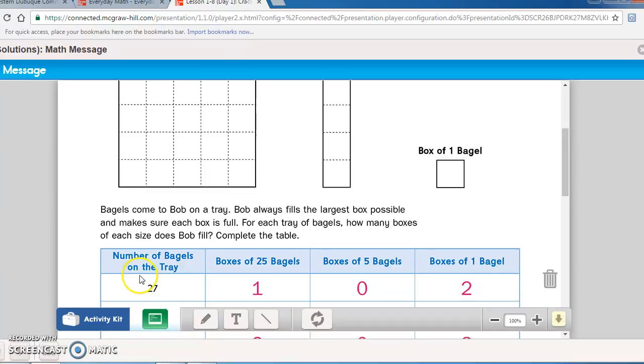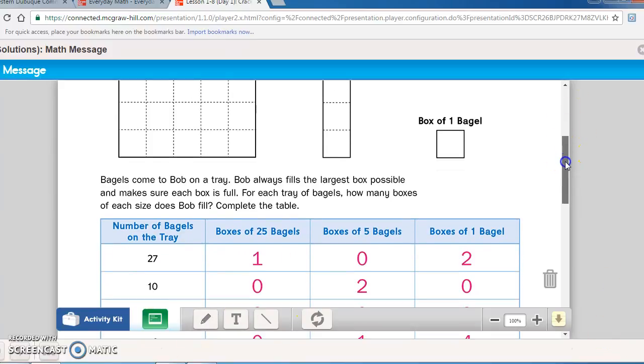All right, how did you find the number of bagels for the second row? Well, in order to get 10, we couldn't use any boxes of 25. We could use 2 boxes of 5, which is 10 exactly. And then we don't need any boxes of 1 bagel. So 2 times 5 is 10. And we should have it completed.